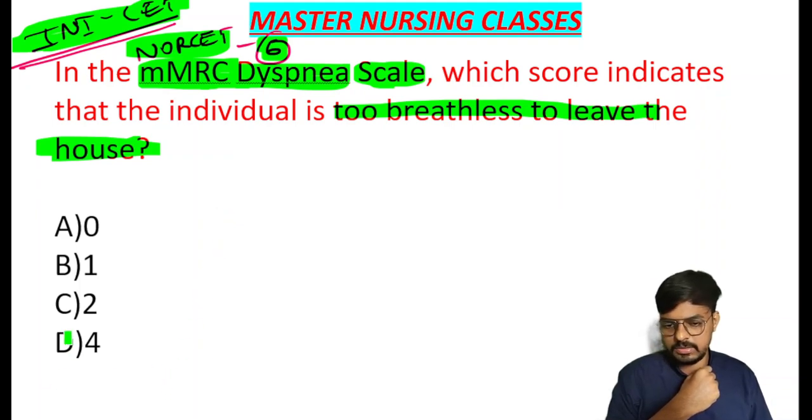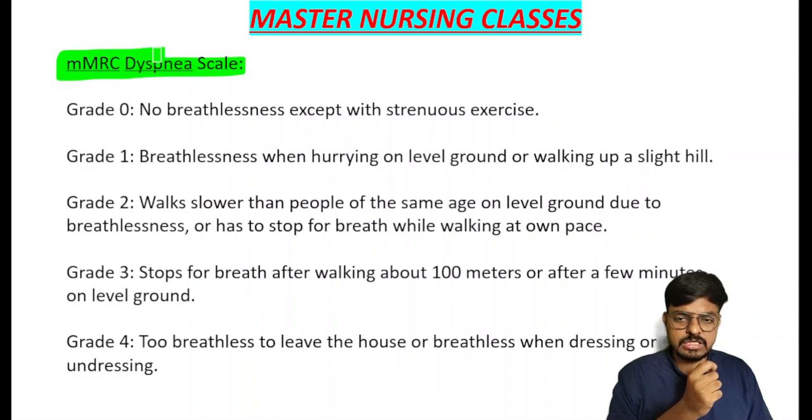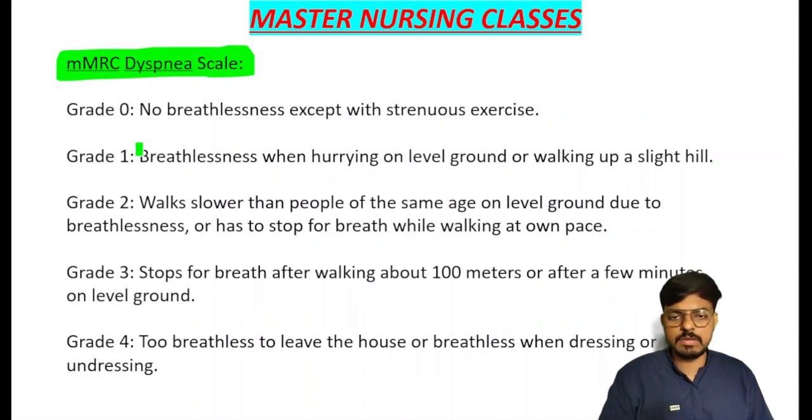Who is giving option D as the correct answer? Yes, that is 4 points, that is correct. Here is the modified medical research council dyspnea scale. Take a screenshot of this and put it in your last minute revision notebook. It will help you in the exams.